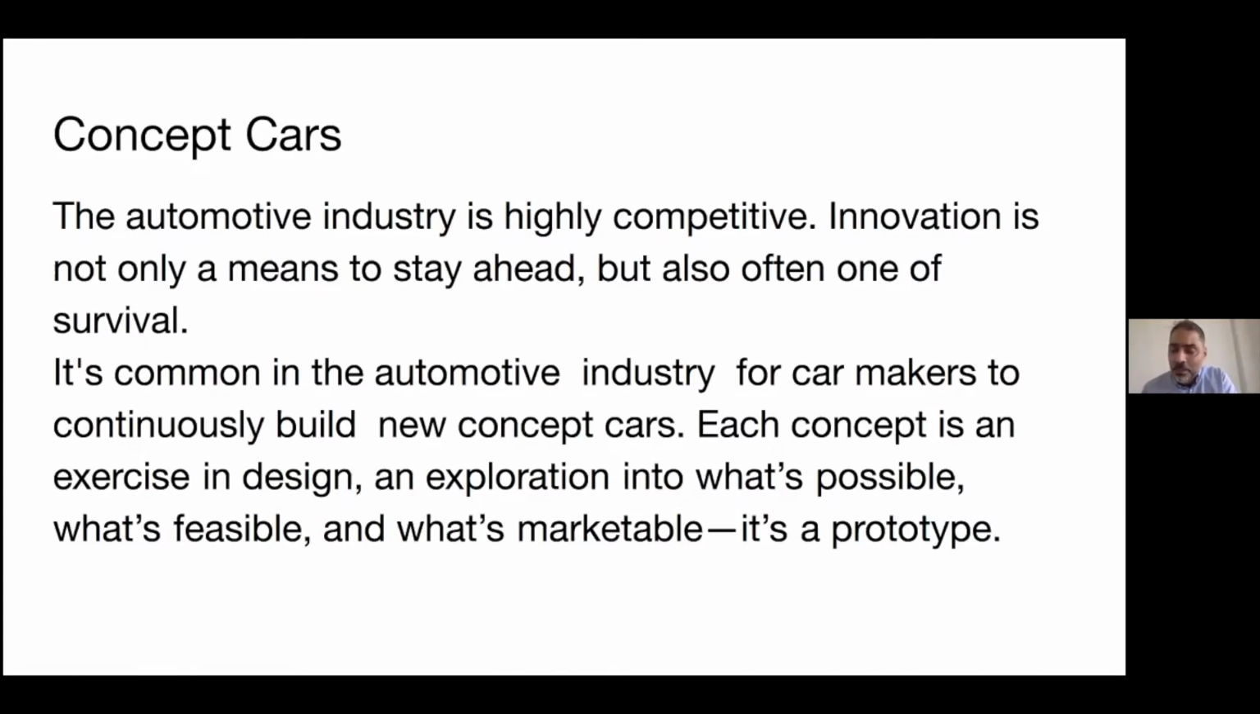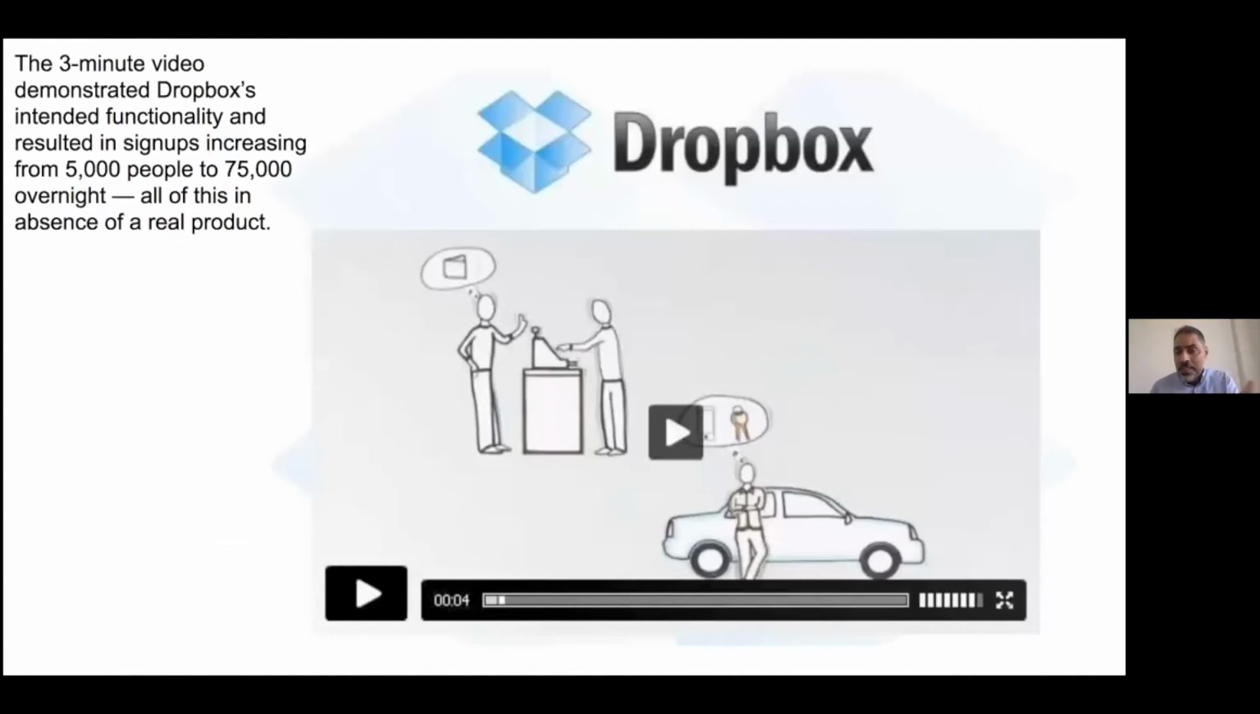So car companies build concept cars, which are actually cars that can drive, but they are prototypes. This is an example of a prototype, but this other kind of prototype is called the minimal viable product. I'm sure you have heard about the idea of a minimal viable product.